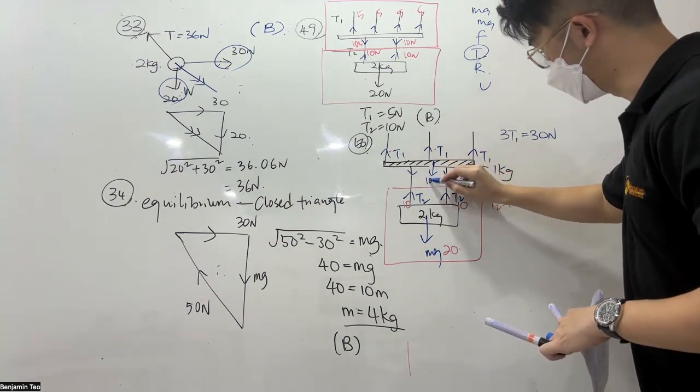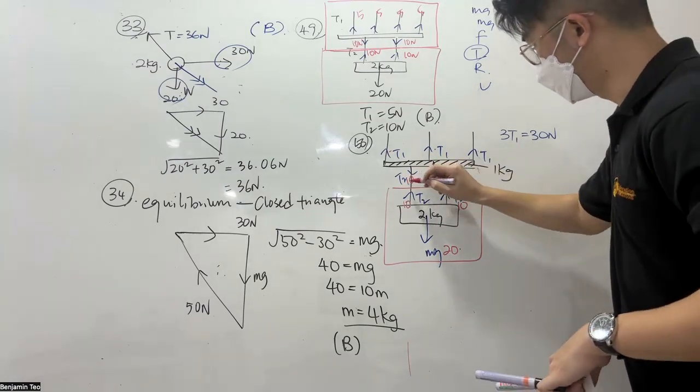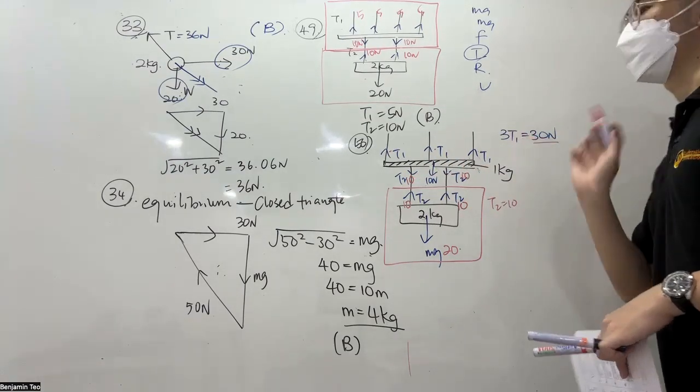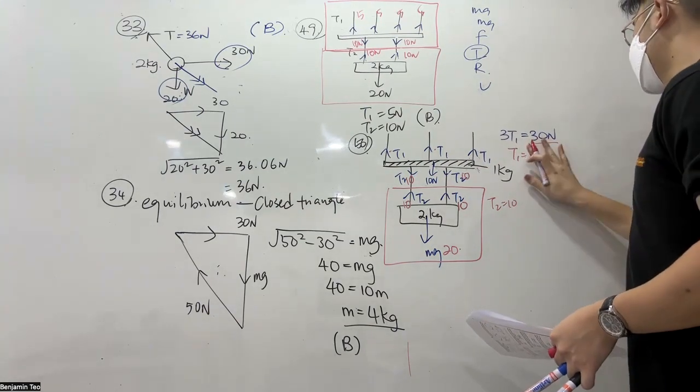Mg for this one is 10 Newton. T2 and 30 equals to 3T1. So T1 is 10 Newton.